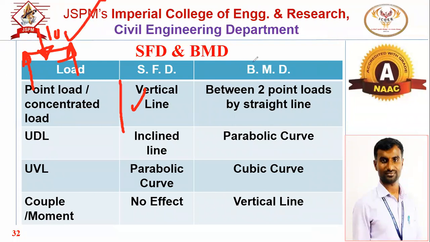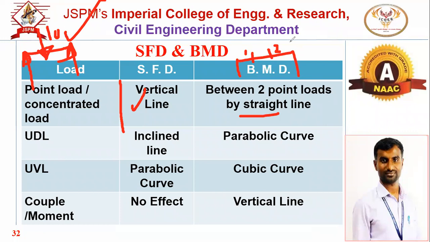Then if there are two point loads on a beam, this is the first point load and this is the second, and there is no load between those two point loads, then the nature of BMD will be a straight line. So these two points you have to join with a straight line, or it may be an inclined straight line.